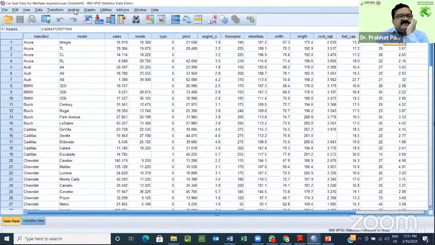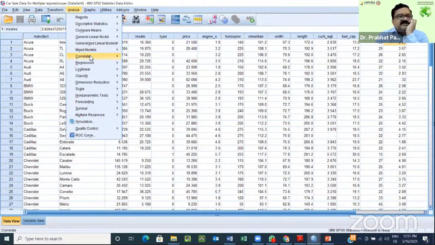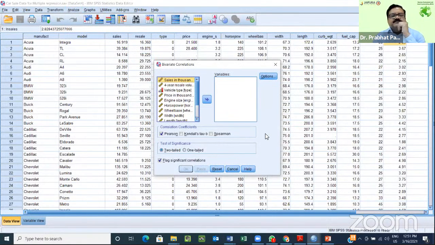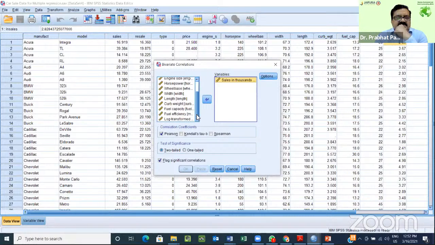So let me first take you through something very interesting called the correlation analysis. This is one thing that we all look forward to. I'm picking up two variables to make you understand the correlation analysis. One is the sales data, and the other is the fuel efficiency. So how are fuel efficiency and sales correlated?